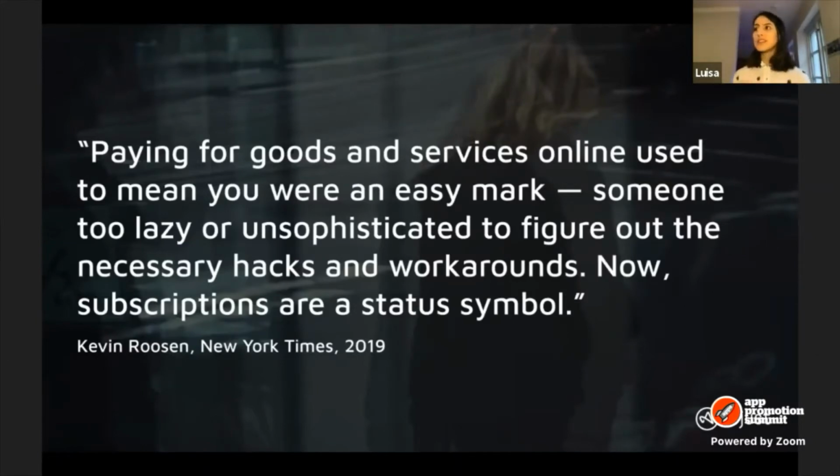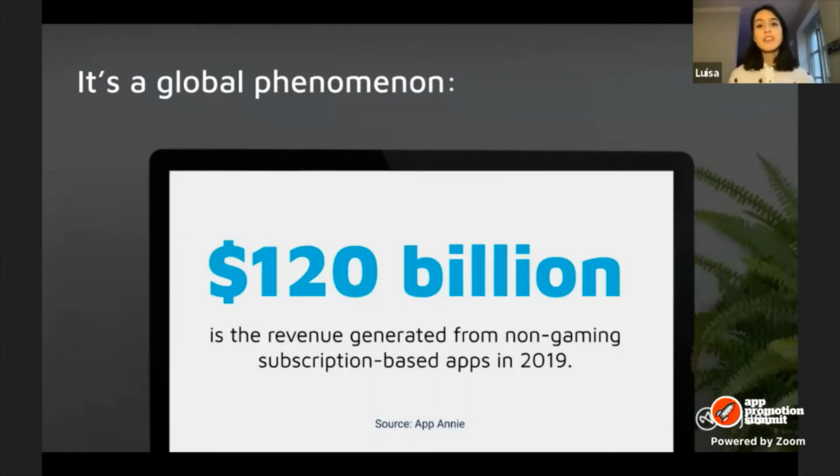But now this perception is changing across users. Subscriptions are seen as a status symbol. So if you don't have subscriptions, maybe now you're the outsider, whereas some years ago it would have been the opposite. And of course, this translates into a global phenomenon. Subscription apps account for a quarter of all the revenue that mobile apps are creating this year. So 120 billion is the revenue of those apps, even if we're excluding the non-gaming ones. So if we had those on top, it would be an even larger portion of the pie.